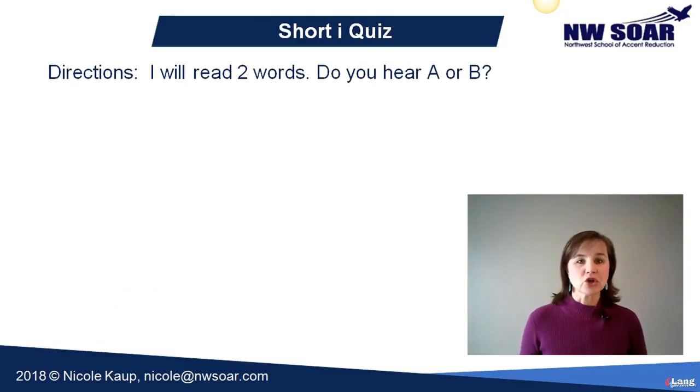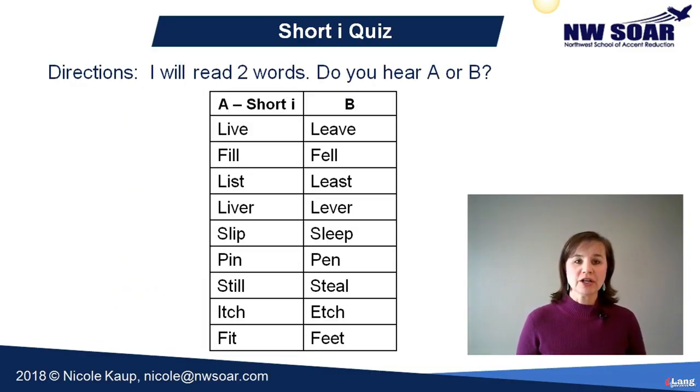I'm going to give you a short quiz. Find this chart in your workbook and go ahead and circle whether you're hearing A or B for each one that I read. All of the A words in column A are short I sounds. So all of them will have that I sound. The words in column B will have a different vowel sound. So let's go ahead and get started.